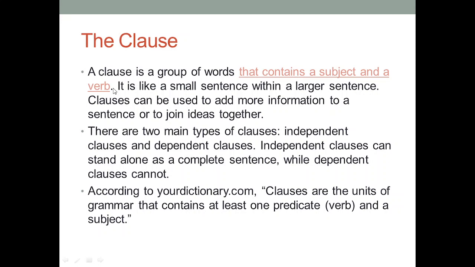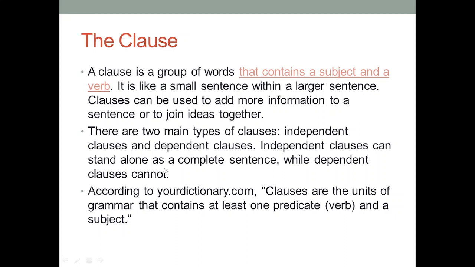It's like a small sentence within a larger sentence. When we are talking about a broader idea, we must use a clause to add more information to a sentence. You have noted the use of clauses in fields related to law. You can see in an act that clauses are widely used to add more information to an act. There are two main types of clauses: independent clauses and dependent clauses.